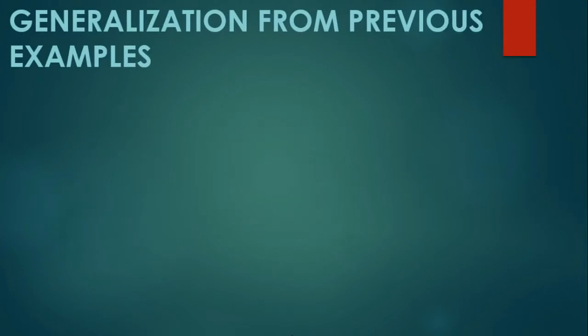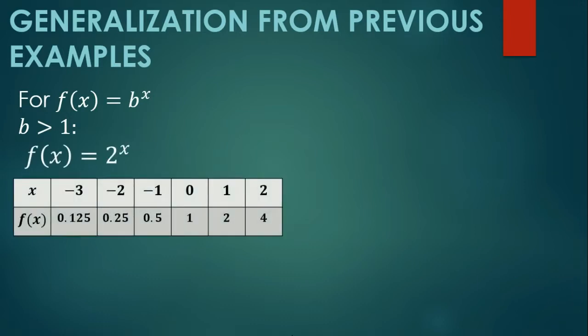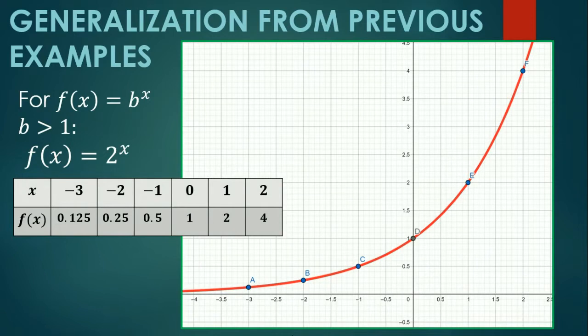So, generalization from previous examples. In our previous video, we used the function f(x) = 2^x and f(x) = (1/2)^x. So, let's try to recall those examples. For f(x) = b^x, where b is greater than 1, we have f(x) = 2^x. So, we generated our table of values for that. Ito yung naging result. And then, kapag ipa-plot yung mga points na yan, ito yung kanyang graph.